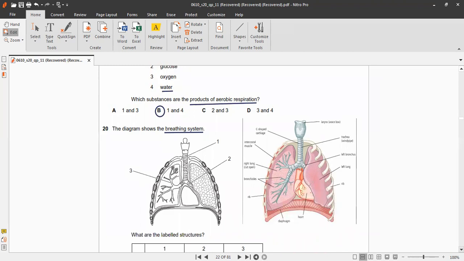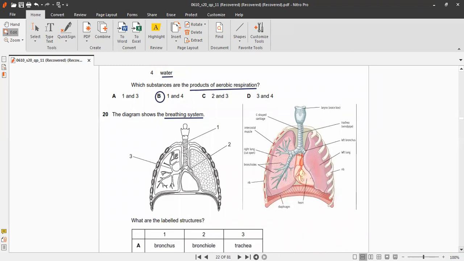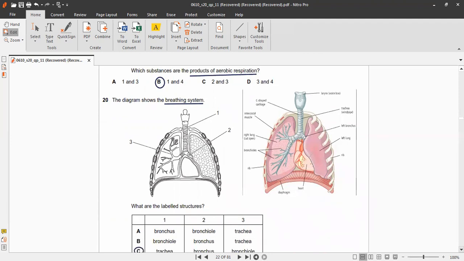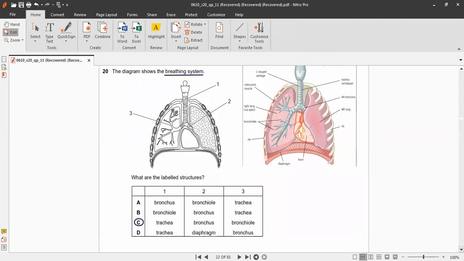The diagram shows the breathing system. What are the labeled structures 1, 2, and 3? 1, trachea. And 2, bronchus. 3, bronchioles. So the correct answer is C.